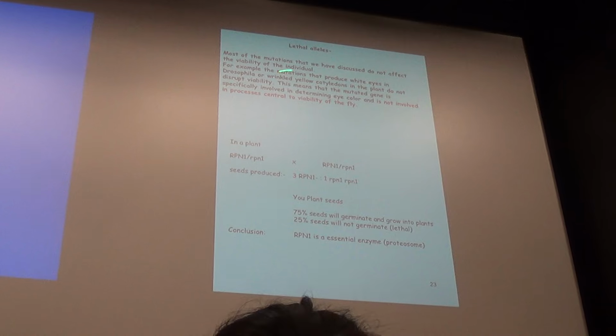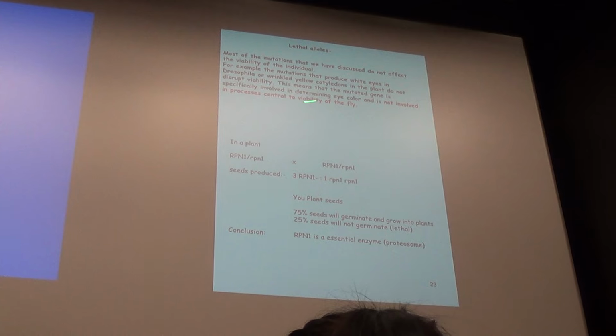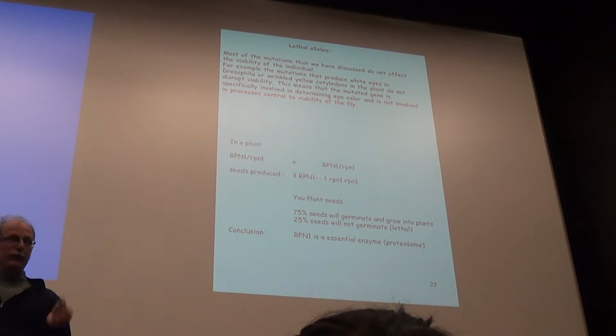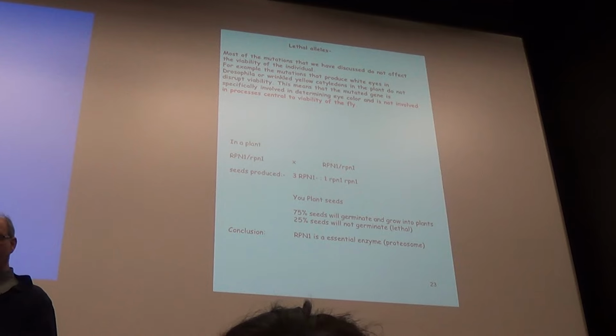Okay? So most of the mutations we've discussed do not affect the viability of an individual. So mutations for white eyes in Drosophila or wrinkled cotyledons in pea plants, they don't disrupt viability. The plants are fine, the flies are flying. Okay? And so a mutated gene is involved in determining eye color or seed shape or whatever, but it is not involved in a central process of viability. But let's imagine there is a mutation in an enzyme that's required for DNA replication. You can't replicate your DNA, you can't multiply your cells, you end up being dead.